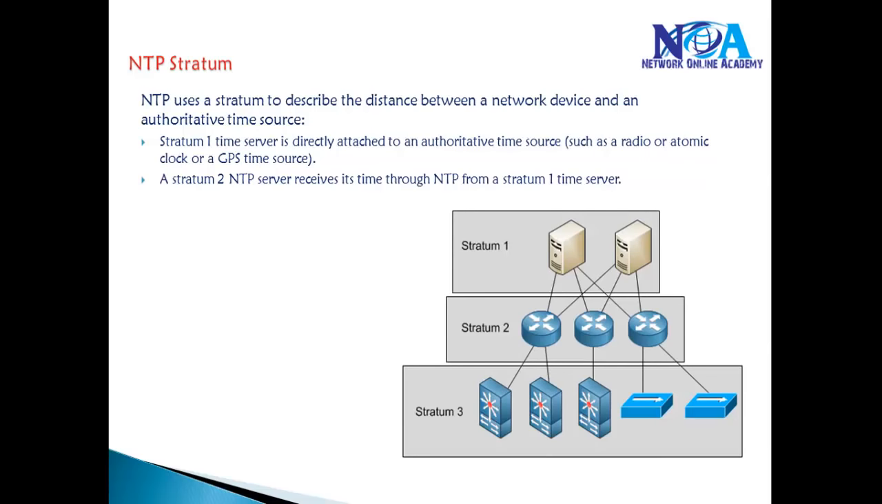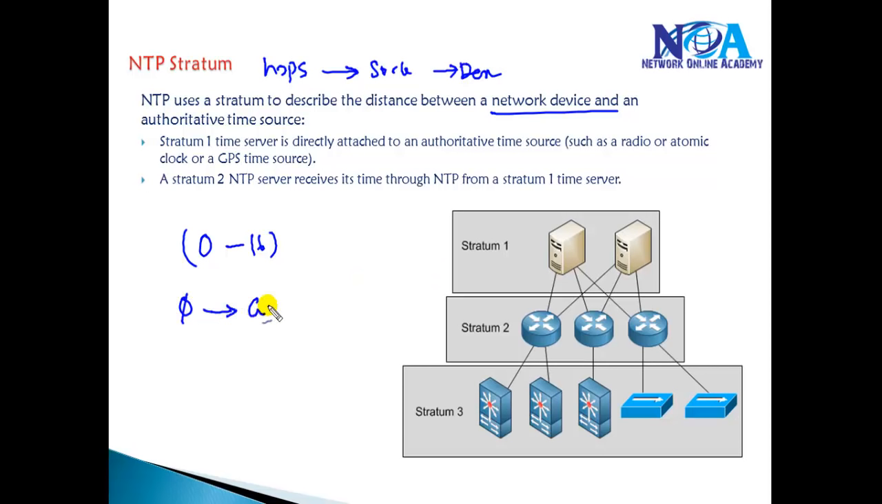Let's get into some more things, like the NTP startup value. The NTP startup value refers to the distance between the networking device and the time source. We have different startup values from 0 to 16. The startup value is similar to hops from your source to a particular destination device. Startup value 0 is something we don't use. It refers to GPS, the global positioning system, which receives the time from the satellites, and 1 refers to the time servers which are connecting to that particular GPS, getting the time maybe from the satellite connections.